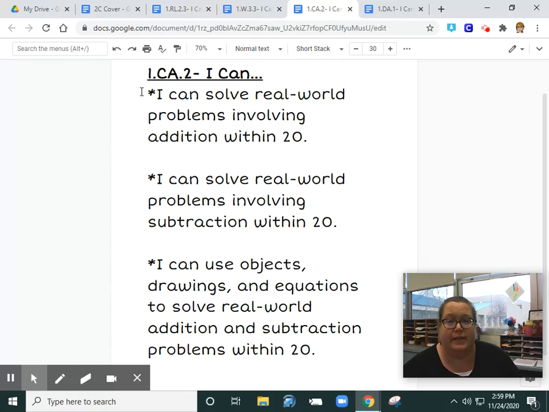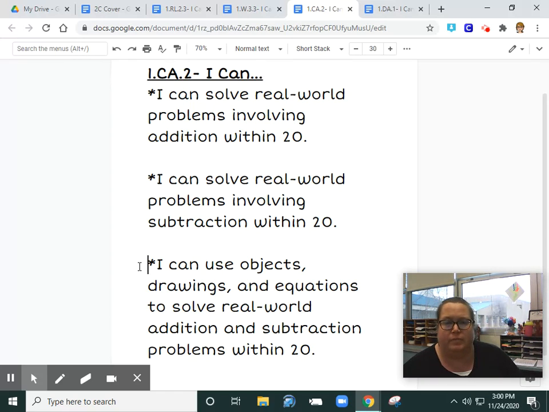The I can statements here say, I can solve real world problems involving addition within 20, and I can solve real world problems involving subtraction within 20. So for addition and subtraction, none of the numbers will be larger than 20. Okay, that's what that means, whether you're adding or subtracting. And again, you need to decide whether you're going to add or subtract to figure out the answers. And the other thing that we're really going to stress is showing your work and showing what you're thinking, okay?